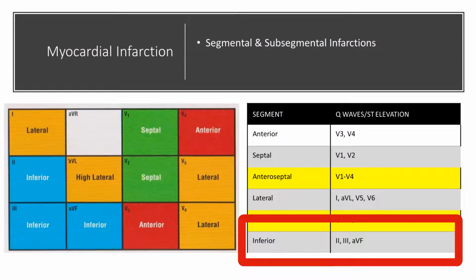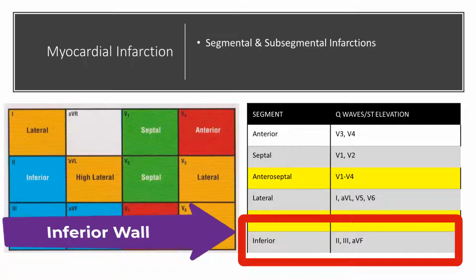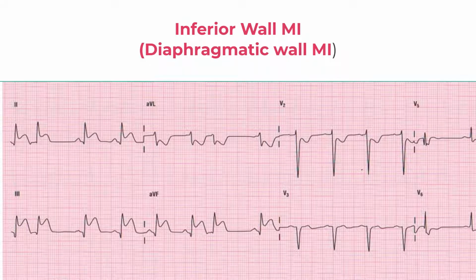So now let's go back to that mapping out of segments of the heart. 2, 3, and AVF happens to look at the inferior aspect of the heart. Thus, what is our diagnosis? Our diagnosis would be an inferior wall MI. I hope you're getting the hang of it, so let's go ahead and do another exercise.